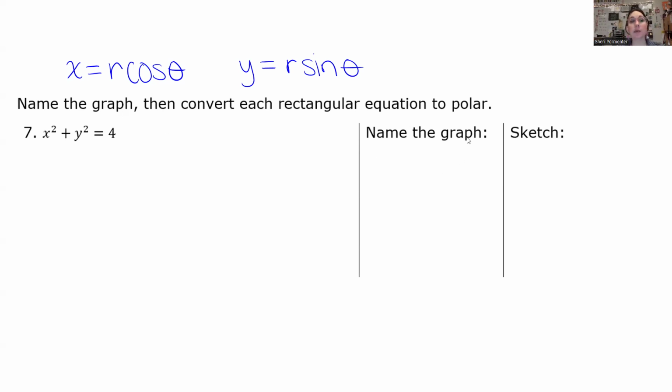The part that we should be able to do first and quick is naming the equation just based on what it's given, and naming it and sketching a graph. And so, can anybody tell me what this is the graph of? A circle. What's the radius? How do you know?